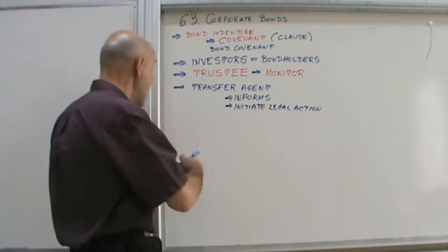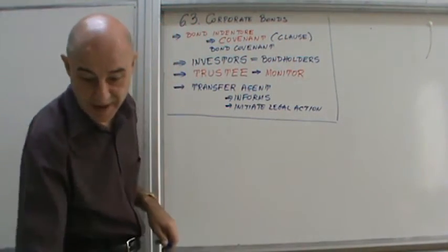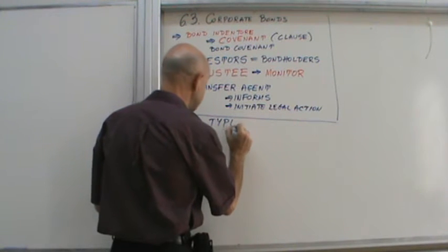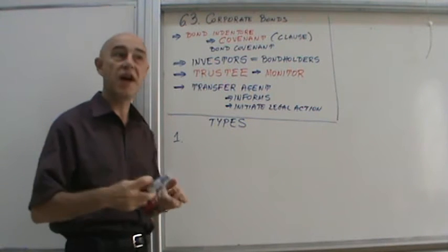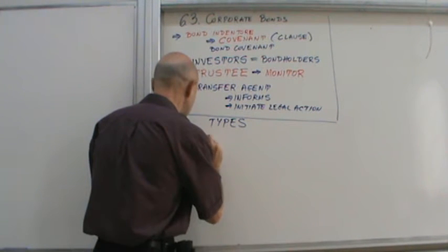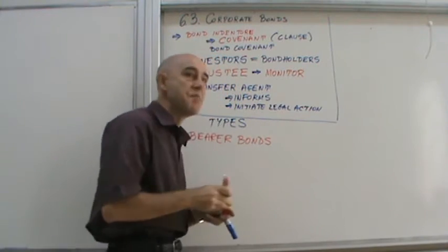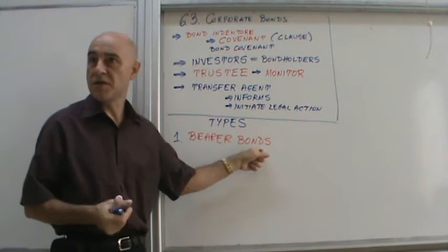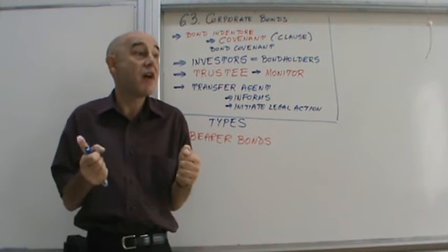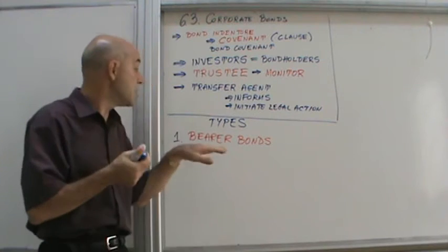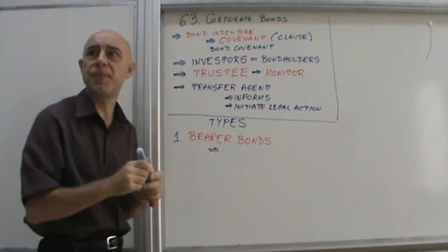Well, now we've got a whole bunch of different types of bonds. So we do this like bond types. Number one will be, again, fairly straightforward, we covered it before, the bearer bond. Bearer bonds will be bonds with a certificate payable to the bearer, whoever has it in their pockets, whoever has it.